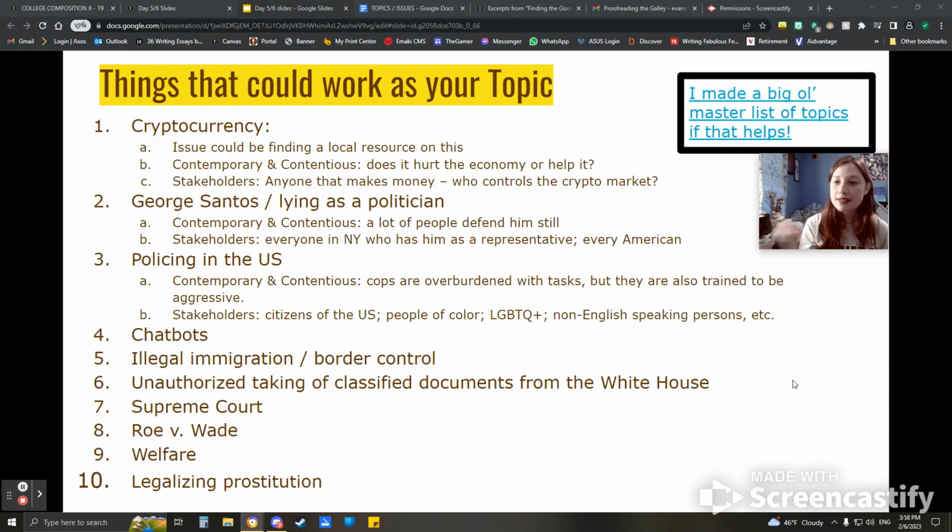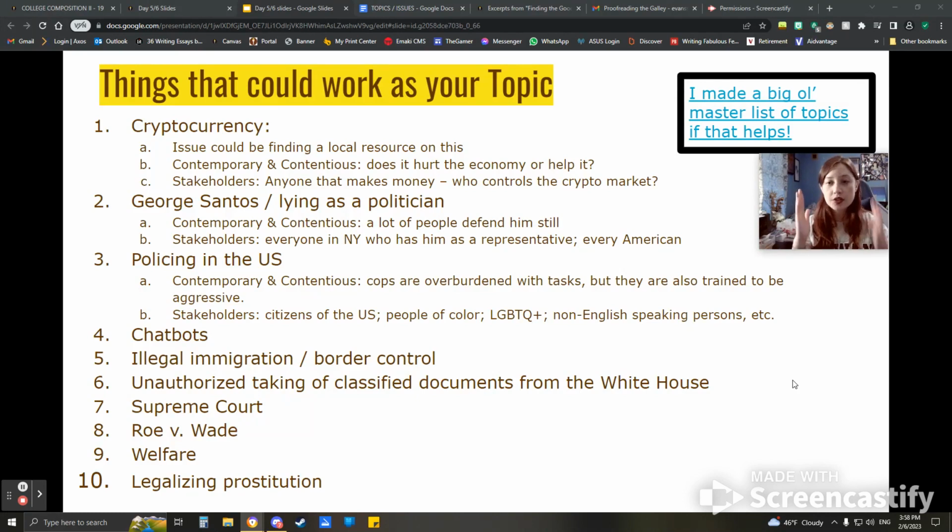Stuff like that. Policing in the U.S., contemporary and contentious. Cops are overburdened with tasks. In Philadelphia, if you report a robbery, nobody's going to come to your house probably because they're going to have to respond to something else very soon, and they're very limited in their resources. But at the same time, they're also trained to be aggressive.